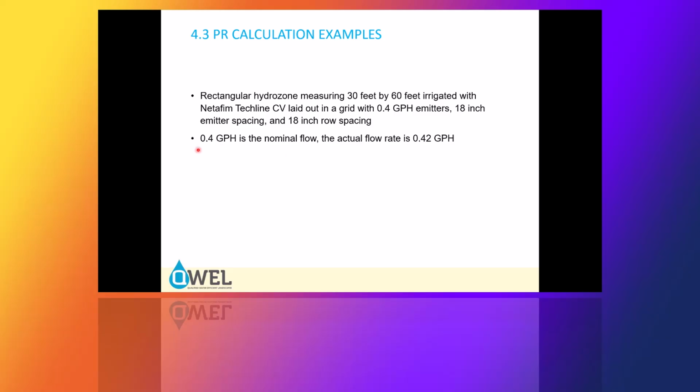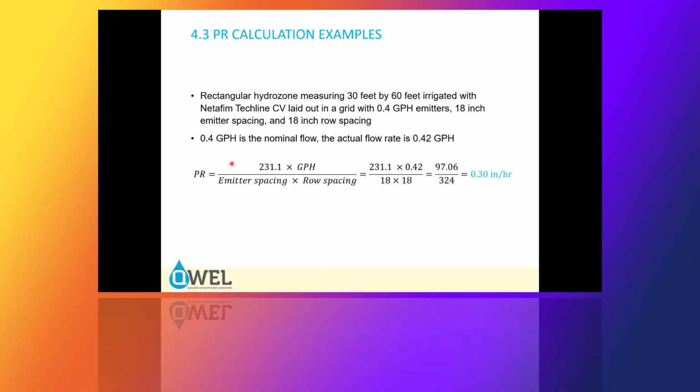So if we've got a nominal flow and an actual flow, which one do you think we should use in the formula? Yeah, that's correct. We should use the actual flow rate in the formula. If we know the actual flow rate, we should use it because the nominal flow rate is part of the manufacturer specification, and if we have real data, we want to use the real data.